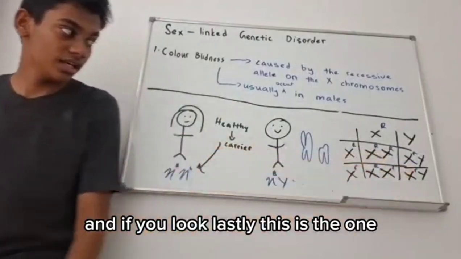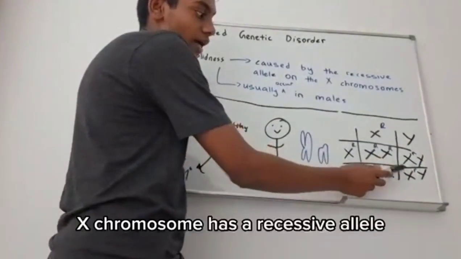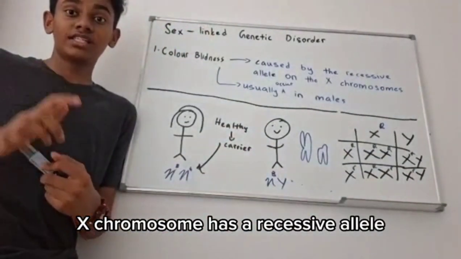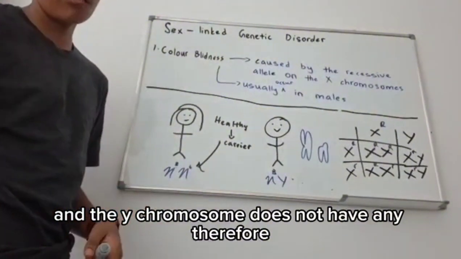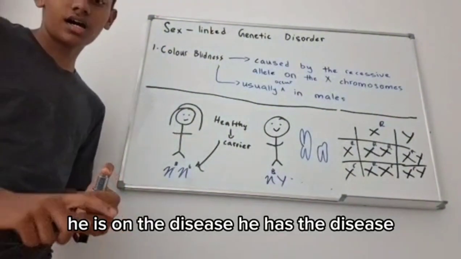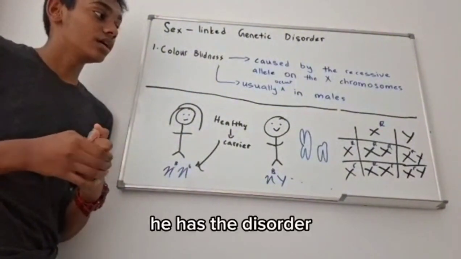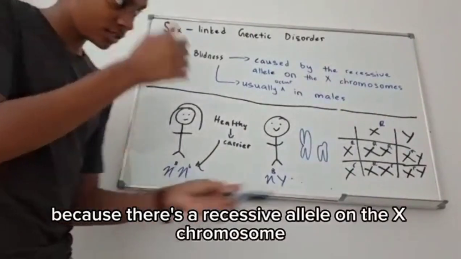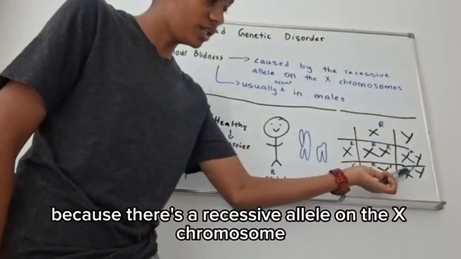If you look lastly, this is the one. The X chromosome has a recessive allele and the Y chromosome does not have any. Therefore, he has the disease. He has the disorder because there's a recessive allele on the X chromosome.